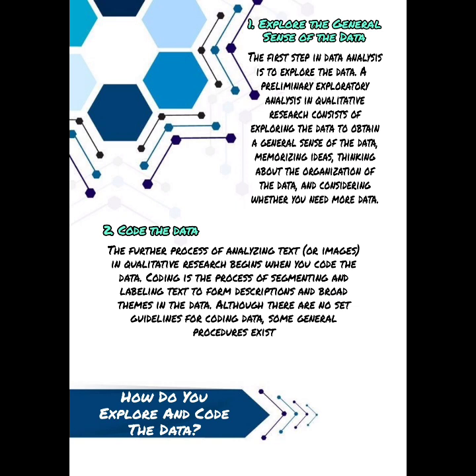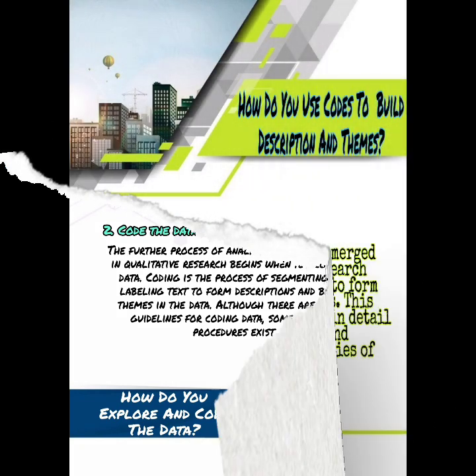The formal process of analyzing text or images in qualitative research begins when you code the data. Coding is the process of segmenting and labeling text to form descriptions and themes in the data. Although there are no set guidelines for coding data, some general procedures exist.